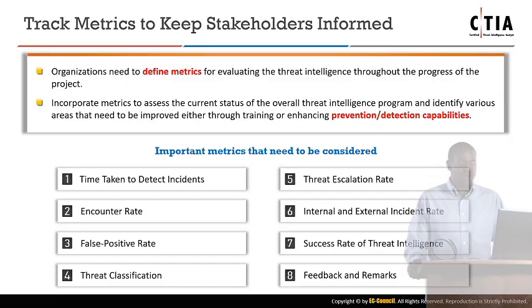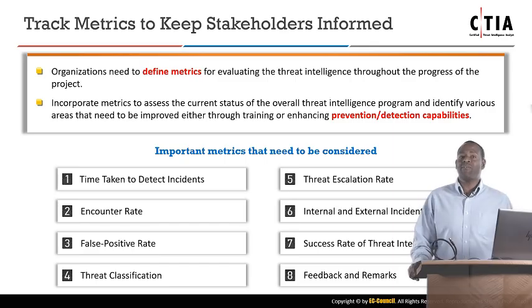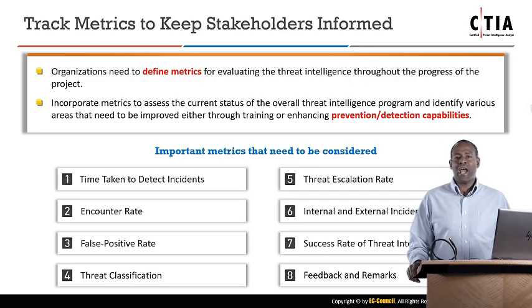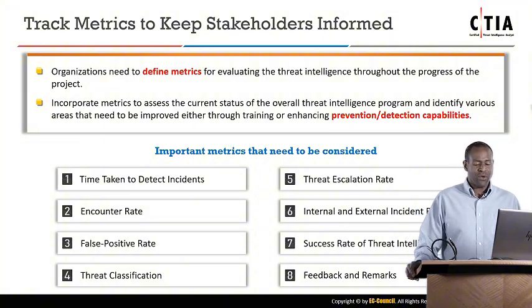Number six, internal and external incident rate. How often are these incidents coming from outside of the network, or are they making it to the inside of the network? Internal and external incidents. Number seven, success rate for threat intelligence. We want to have a very high success rate, in the high 90s, 99.9 something. We want to know what that is, and we want to communicate that success rate to stakeholders.